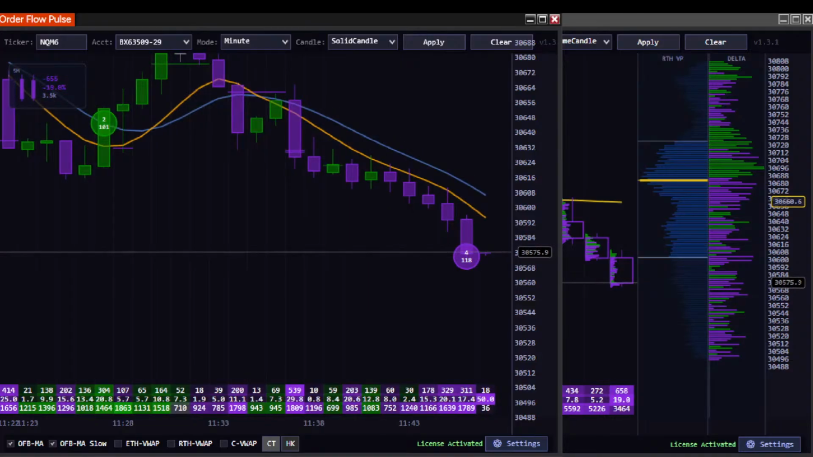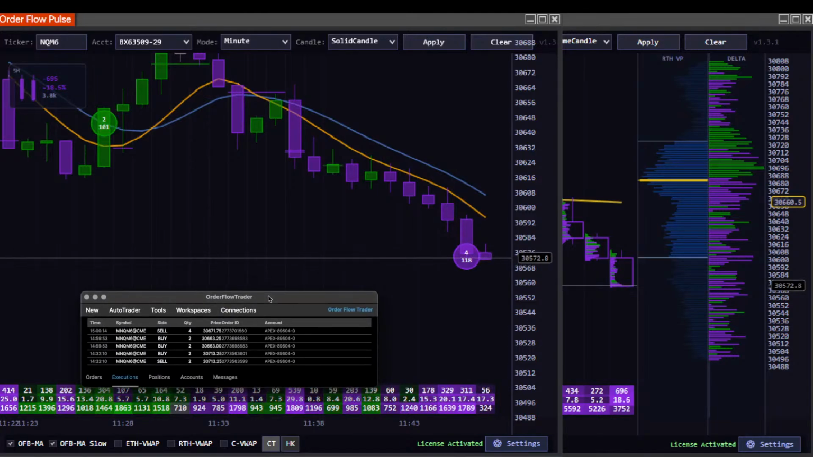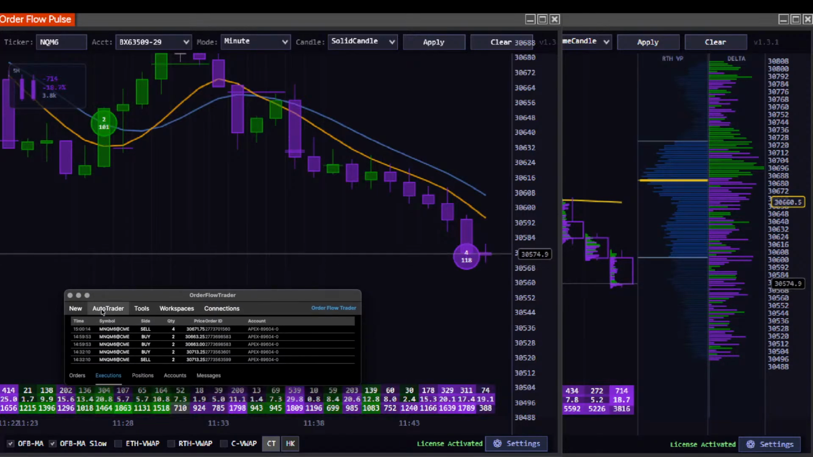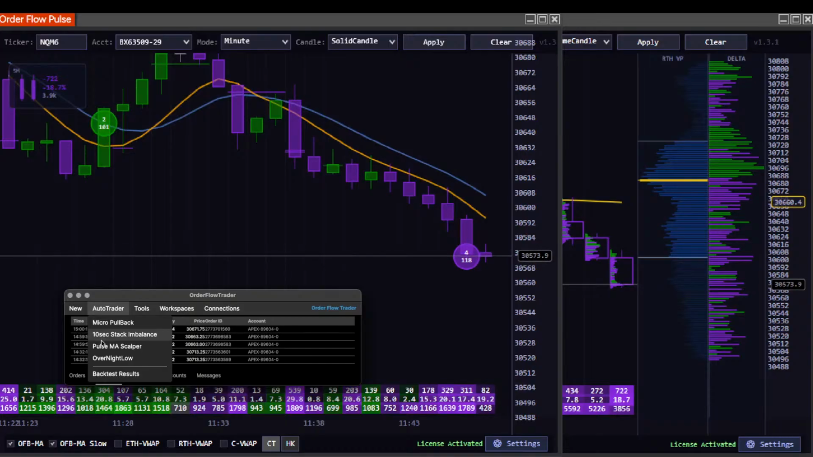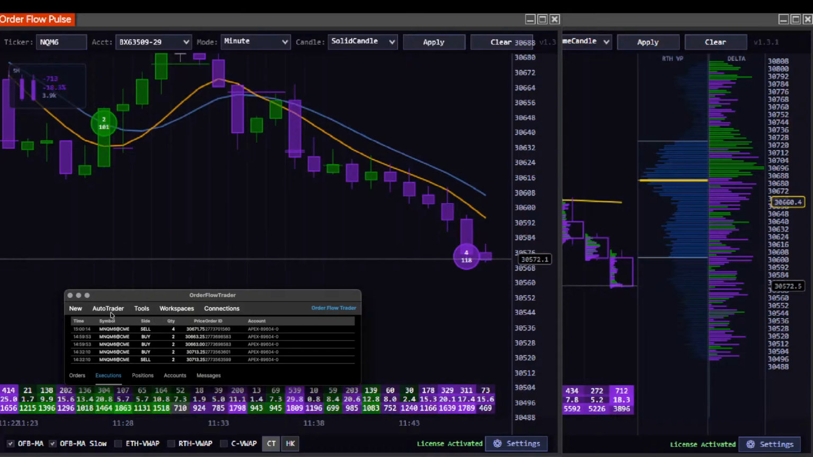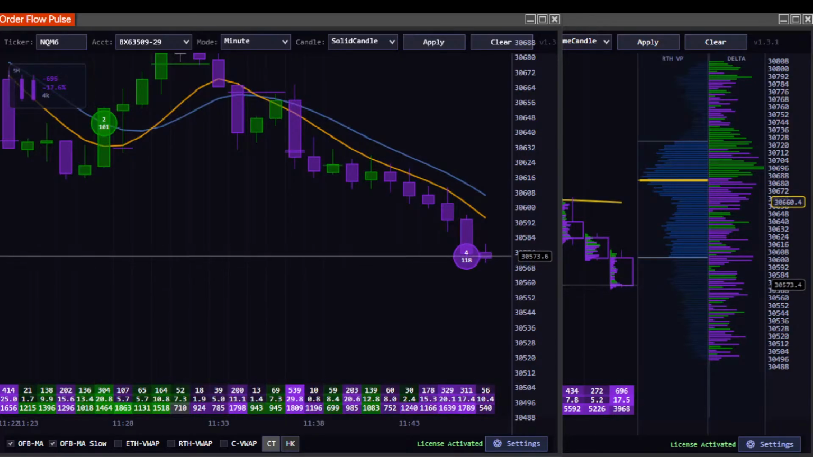I'm building out a trading platform, an order flow trading platform, and auto trader. Here's the platform that I'm building out, and I'm building out an auto trader too. The auto trader: micro pullback, stacked imbalance, pulse MA, overnight lows. There's some stuff that's working. Right now, I'm just trying to get my HFT working because, well, it pays the stinking bills. That's why.